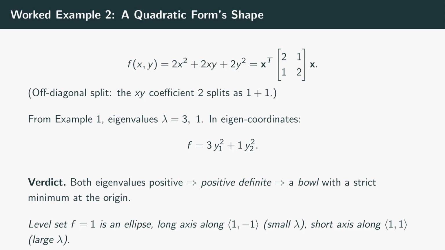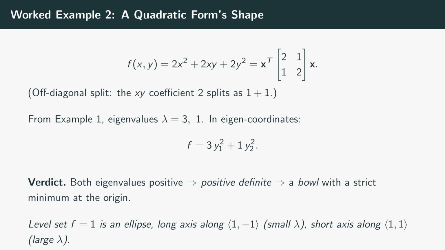Now let's read the shape of a quadratic form. Take f of x and y equals 2x squared plus 2xy plus 2y squared. To write this as x transpose Ax, put the coefficients of x squared and y squared, both 2, on the diagonal, and split the cross-term coefficient 2 evenly as 1 and 1 into the off-diagonal slots. That gives exactly the symmetric matrix from the previous example, 2's on the diagonal and 1's off it. So we already know its eigenvalues, 3 and 1.